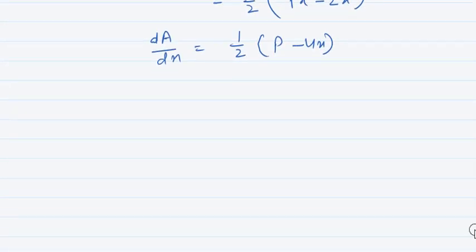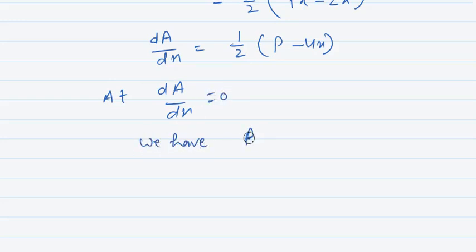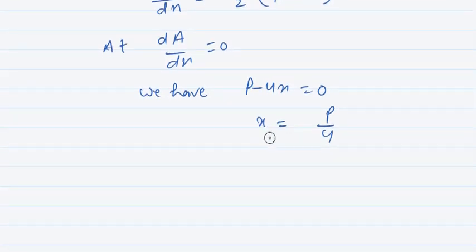Now let us proceed to the next step, which is to find the value of x when dA/dx is 0. So at dA/dx equal to 0, we have p - 4x equal to 0, and from here x is equal to p/4. It is so simple, you can do it very easily. So let us calculate the other variable, that is y, also over here, or you can do it later on. It's your choice. So let me calculate y over here itself.